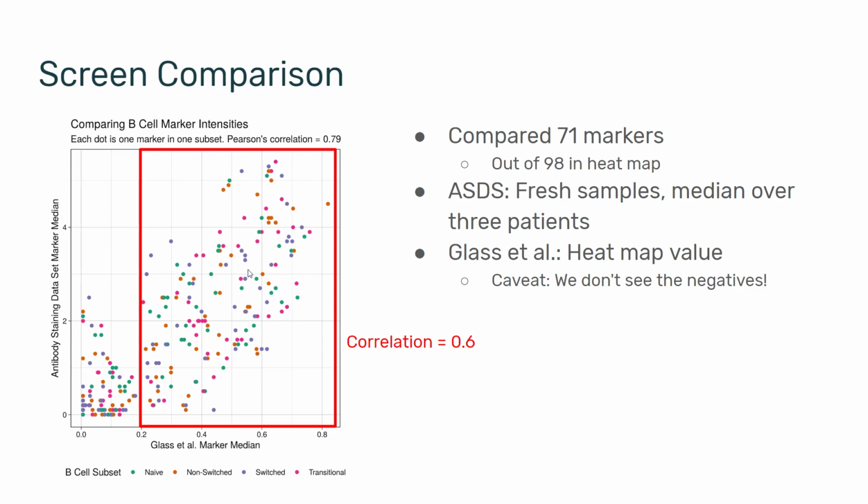So one caveat for this comparison is that we don't see the negatives. Our starting point was this heat map from Glass et al. These are the markers that were highly expressed in B cells. We would also look at those markers that were not expressed in Glass et al. and see what their expression is in the ASDS. Ideally, they're negative in both screens, but since we don't have the data, we can't make the comparison.